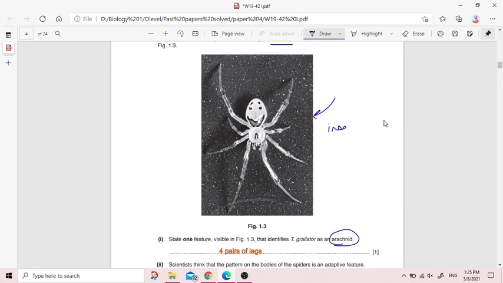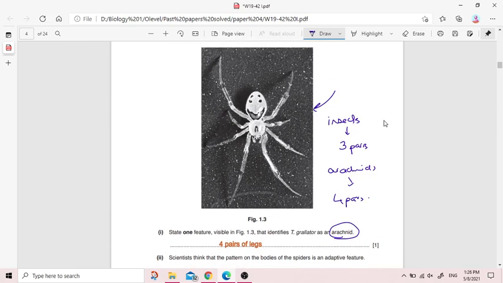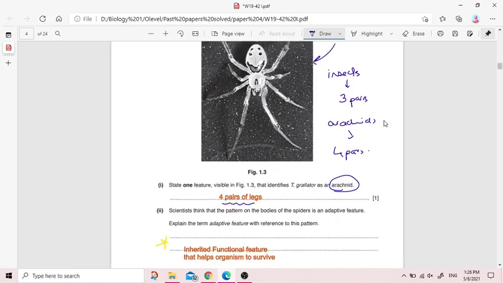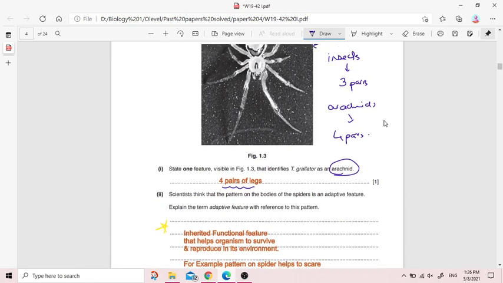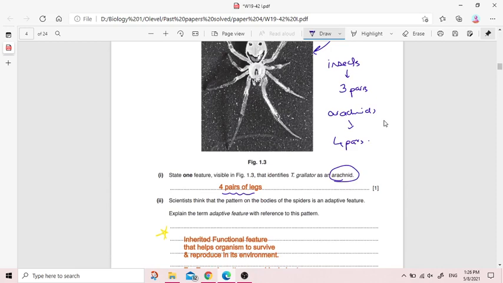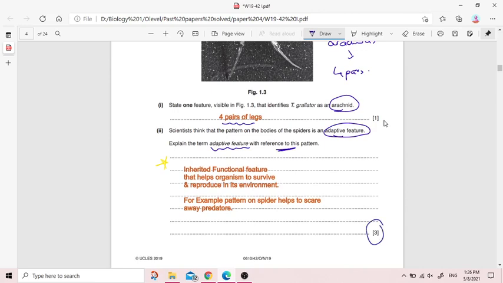احنا عارفين ان الانسكتس عندهم 3 pairs of legs. Arachnids عندهم 4 pairs of legs while the crustacean have 5 or more pairs of legs. طيب يبقى what identifies this as an arachnid? It has 4 pairs of legs. طيب scientists think that the pattern is an adaptive feature. Explain the term adaptive feature with reference to this pattern. يبقى أنا هنا مفروض أعمل إيه؟ عليها 3 marks.